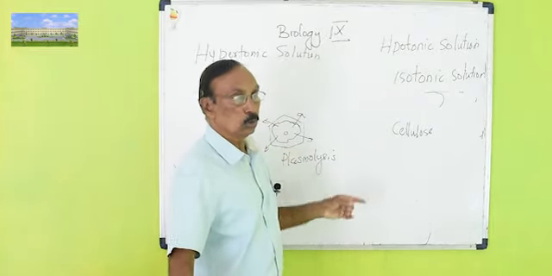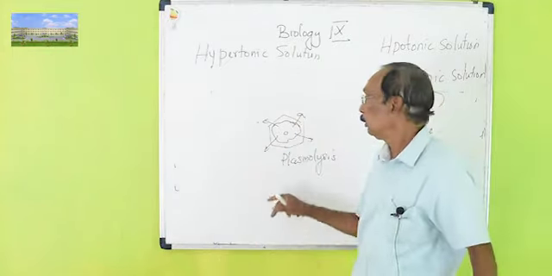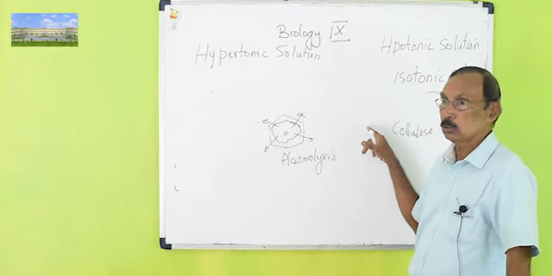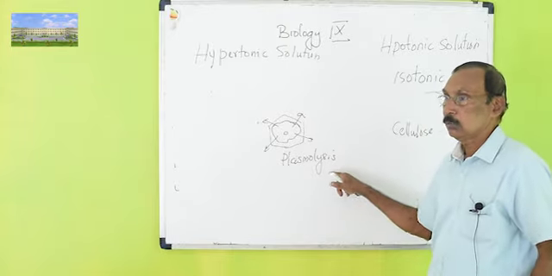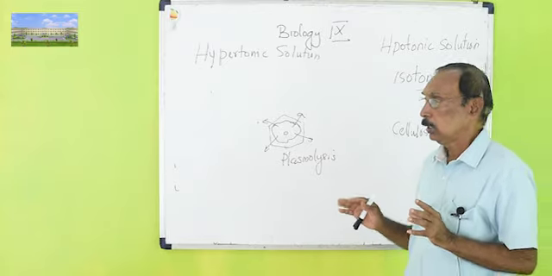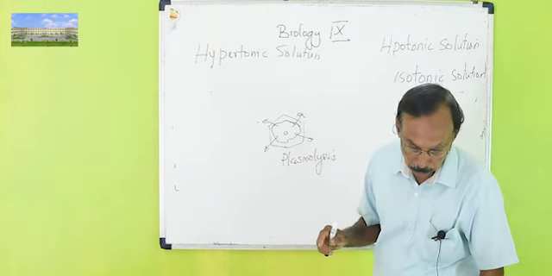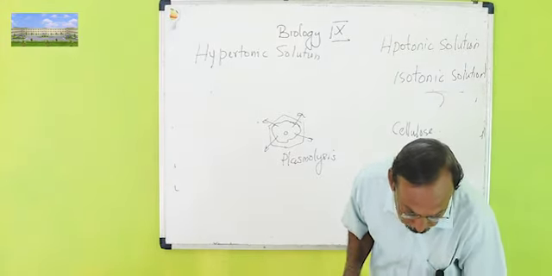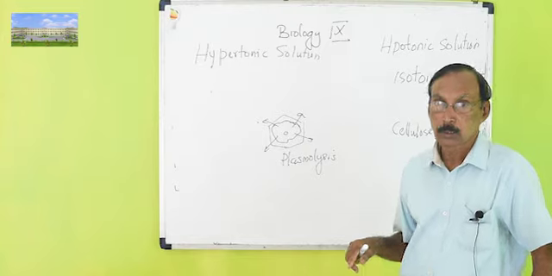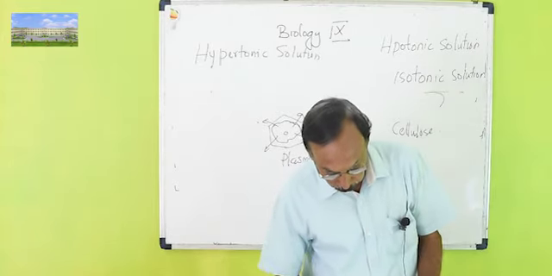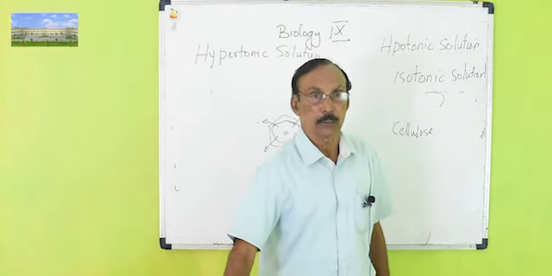Water can enter and go out of the cell. When a cell is kept in a concentrated solution, the cell will lose water and shrink, and that is called plasmolysis. When the cell is kept in a dilute solution, water will enter the cell, and such a solution is called a hypotonic solution. If concentrations are equal, then it is called an isotonic solution.